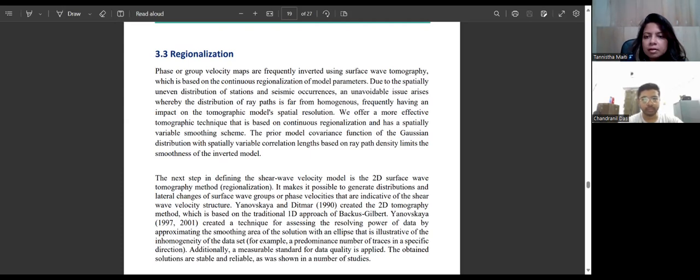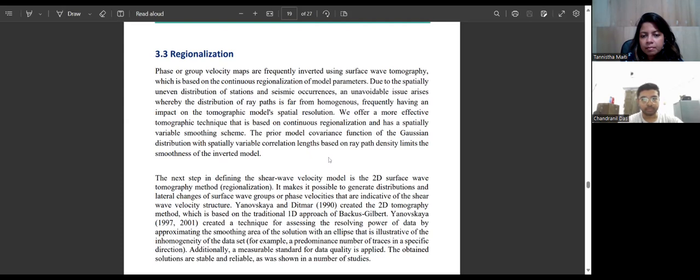But in reality, those things are not actually homogeneous, right. They have anisotropy and all that, and they are inhomogeneous. But for the sake of our calculation, we are breaking it into very thin layers and assuming that those particular layers are homogeneous, and they frequently have an impact on the tomographic model's spatial resolution.